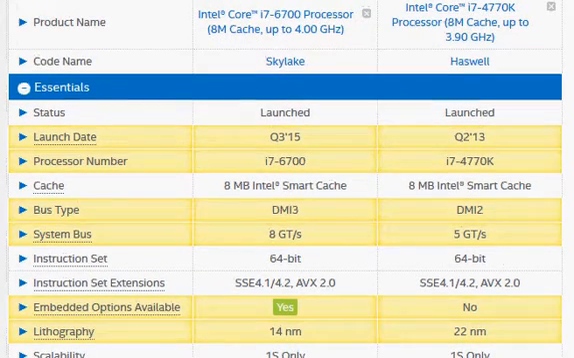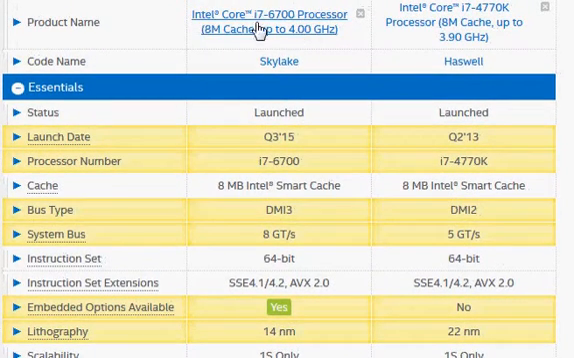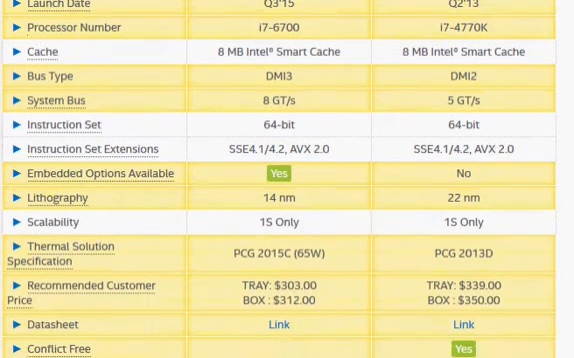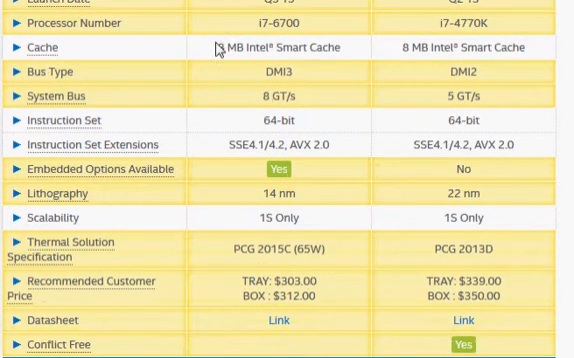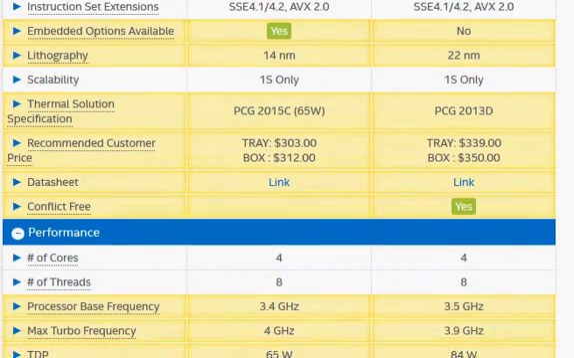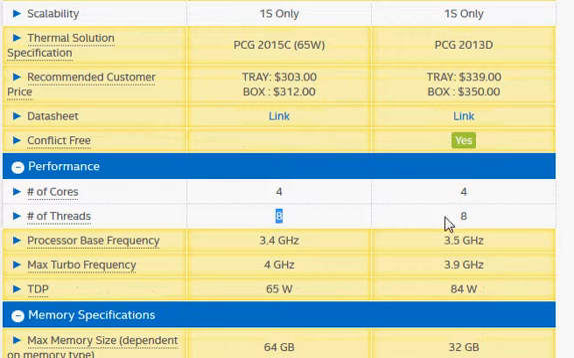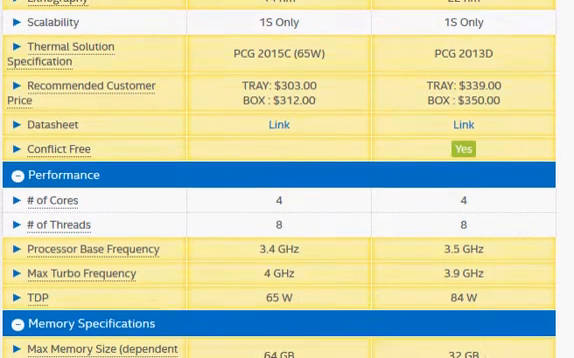Let's take a look at Intel's newer Core i7-6700 and compare it with the older Haswell i7-4770K. The K suffix denotes that it's an overclockable part. Some of the similarities between the two processors: both have 8 MB cache memory, both are quad-core processors, and both have support for hyper-threading, so that takes out any difference because of these variations.